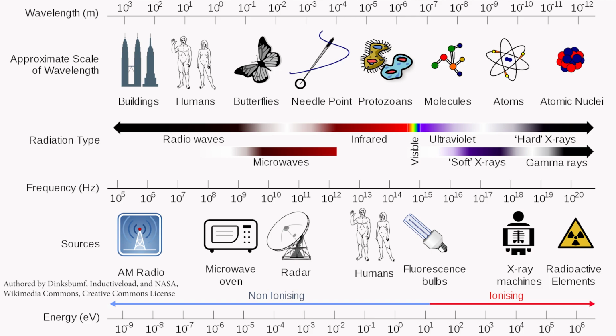And we give different ranges of energies of light different names. Low energy light with very long wavelengths, you can see the wavelengths, they're called radio waves, can be on the order of buildings or on the order of humans. So a few meters up to hundreds of meters.